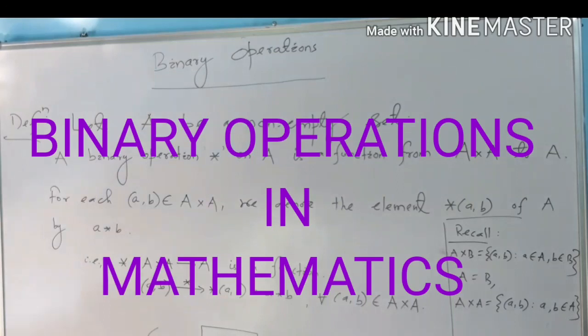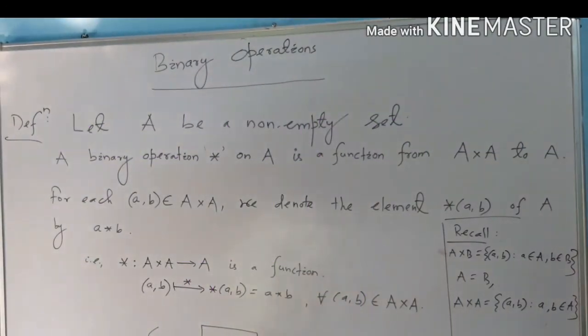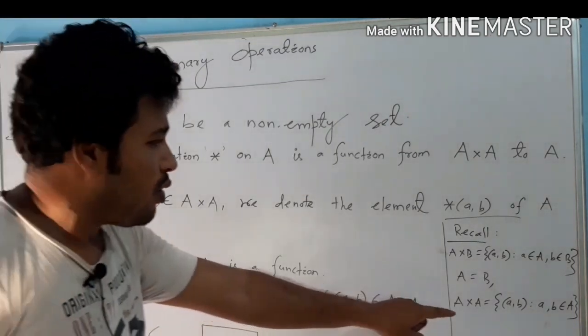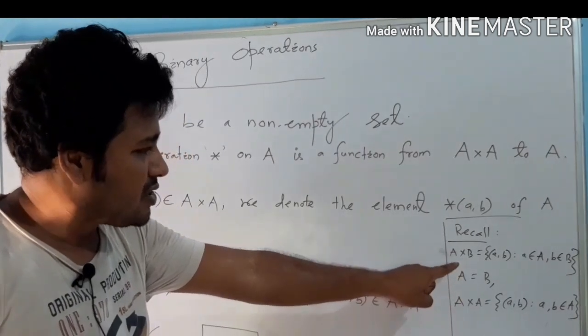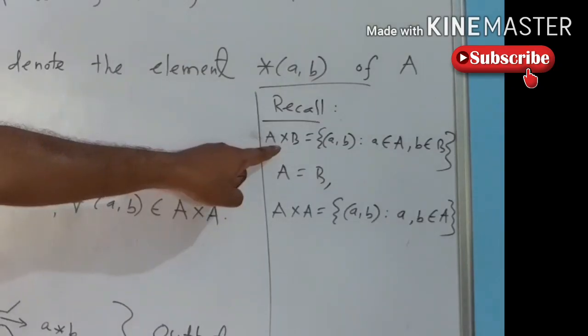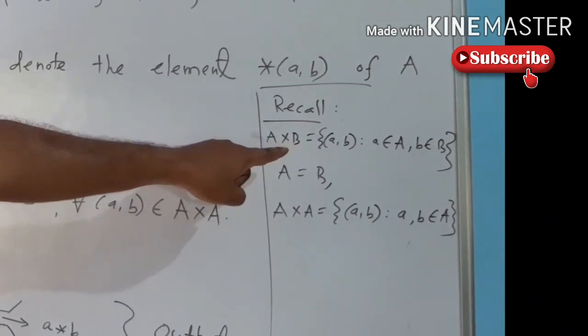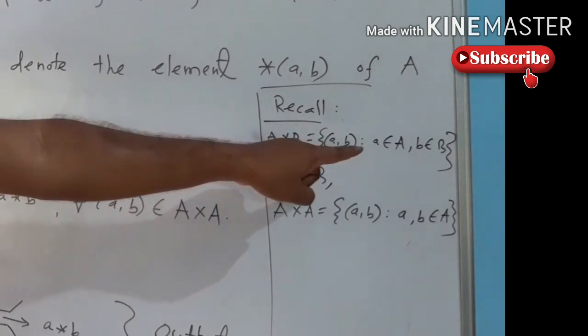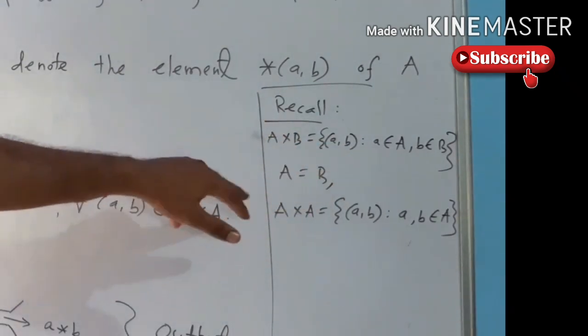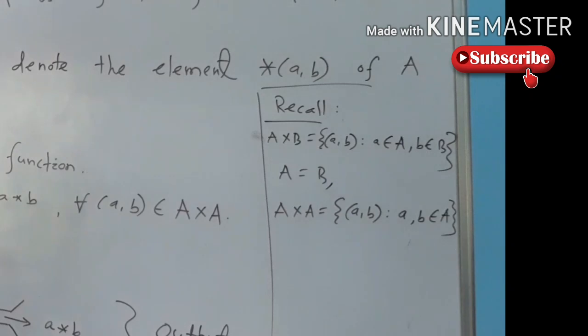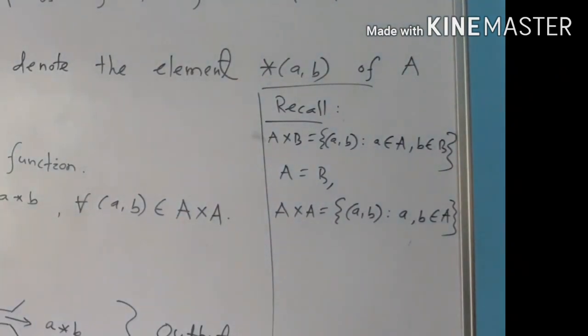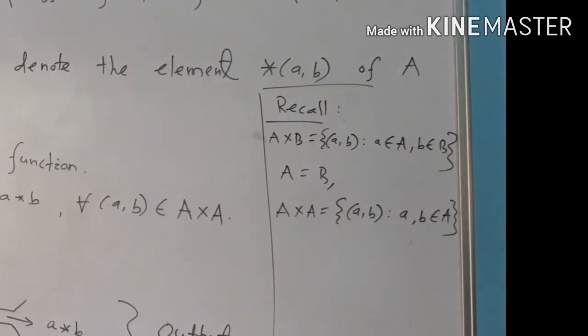Definition: let A be a non-empty set. A binary operation star on A is a function from A cross A to A. And I have written here what we mean by A cross A. First of all, we should know what we mean by A cross B. A cross B is simply the collection of all ordered pairs (a, b) such that a is coming from A and b is coming from B. Whenever A equal to B, then A cross A equals the collection of all ordered pairs (a, b) such that a, b both are coming from A.